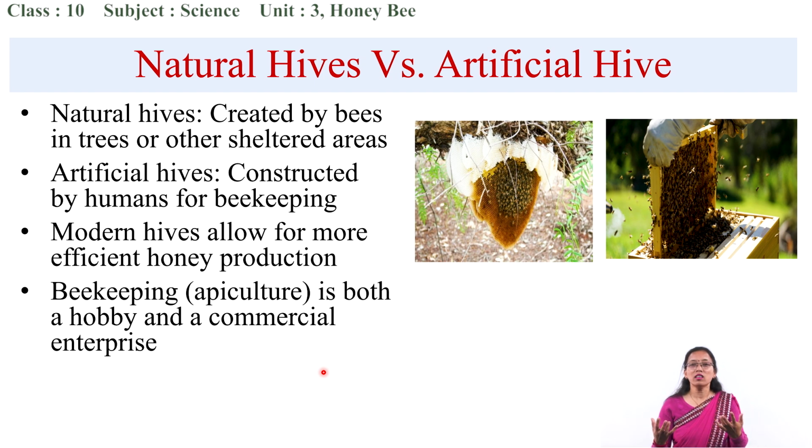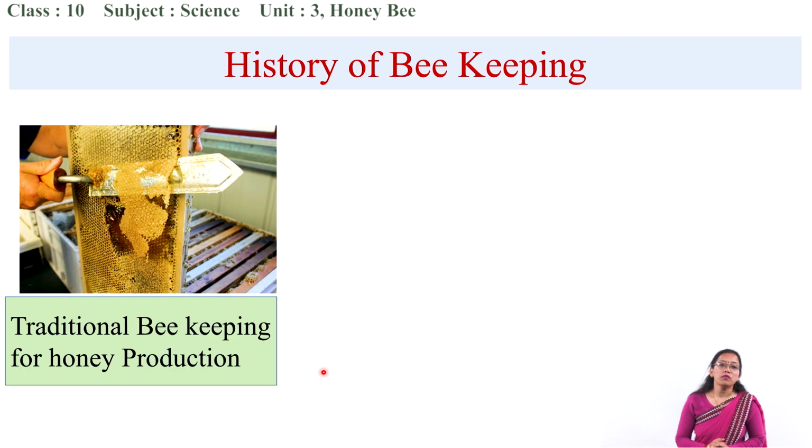That means that is the naturally growing honeybee, but in an artificial hive, human beings grow the honeybees. Next, what is the history of beekeeping? When it was started, how it was started, those things we can learn here. First, we can hear the history of beekeeping from the very beginning.